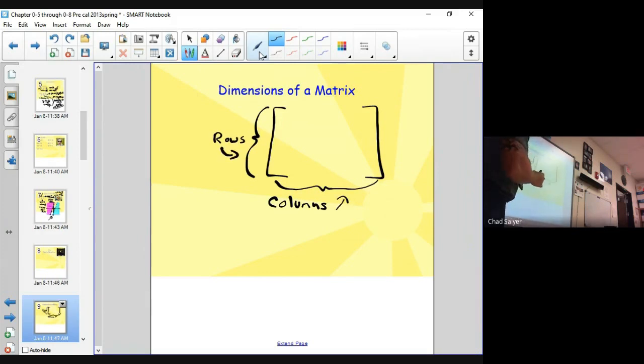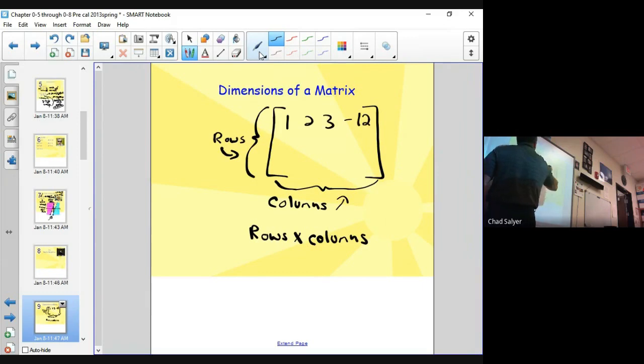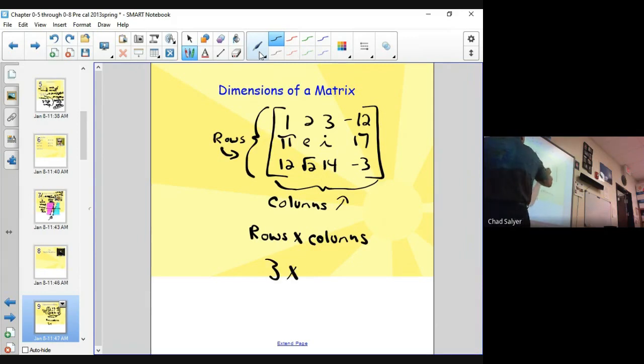So I'll have some number of rows and some number of columns, and the dimension will be the rows by the columns. So in this case, if I were to say like this, it would have 1, 2, 3 rows by 1, 2, 3, 4 columns. So the dimension of this matrix would be 3 by 4.